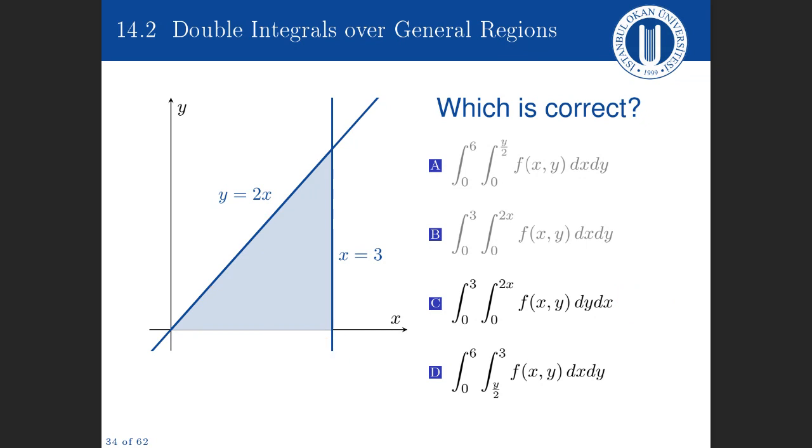Now let's talk about D. Y is equal to 2x and x is 3, so this must be 6. We can see that y can be between 0 and 6. Draw a horizontal line. X on the left of this line is y over 2, and on the right hand side of this line is 3. So x is between y over 2 and 3.